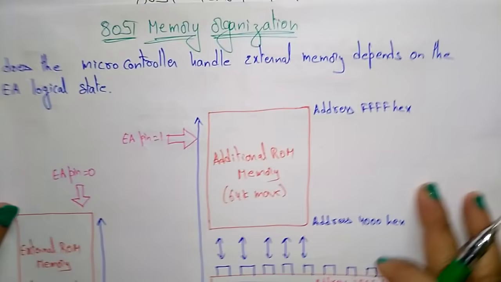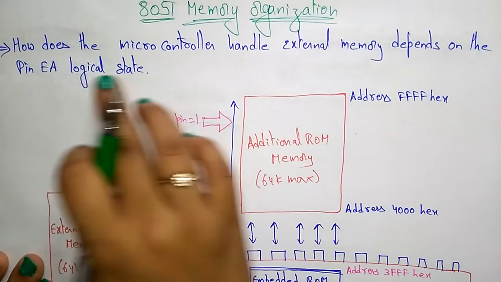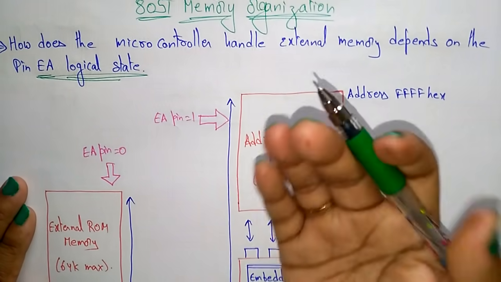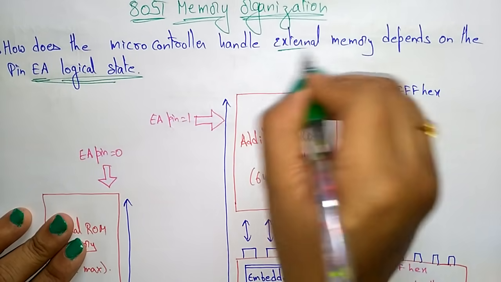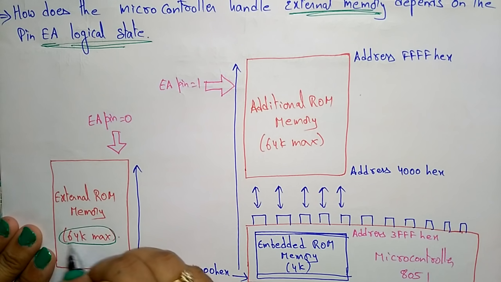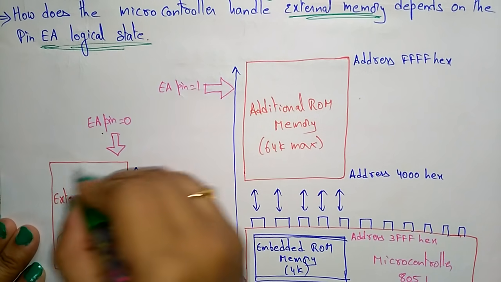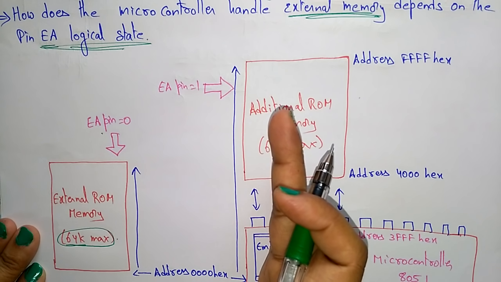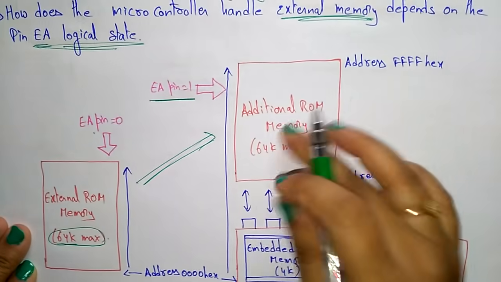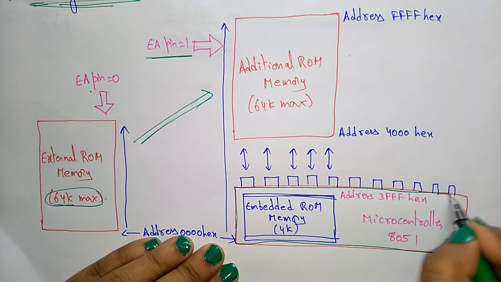So let me show you this memory organization. How the microcontroller handles the external memory depends upon the pin external access logical state. Suppose this is an external ROM which is of size 64 kilo, maximum 64 kilo size. So whenever the external access pin is 0, it won't be embedded with the microcontroller. Whenever the external access pin is 1, then this chip will be embedded to the 8051. This is the 8051 microcontroller chip.